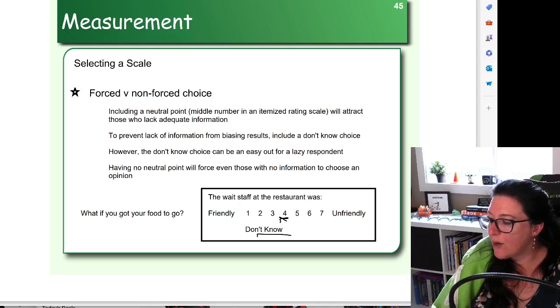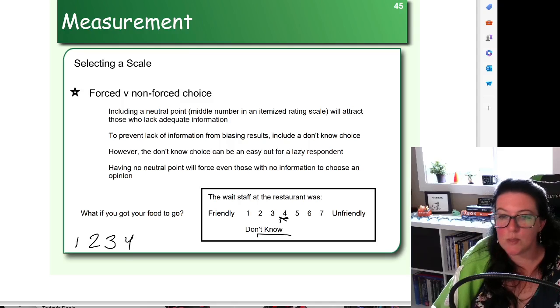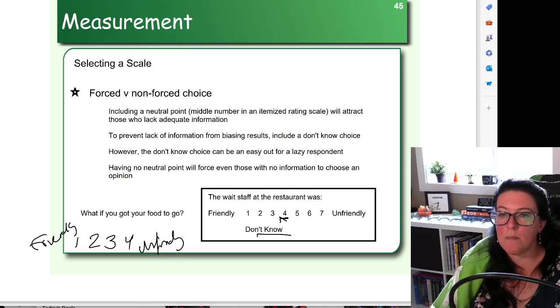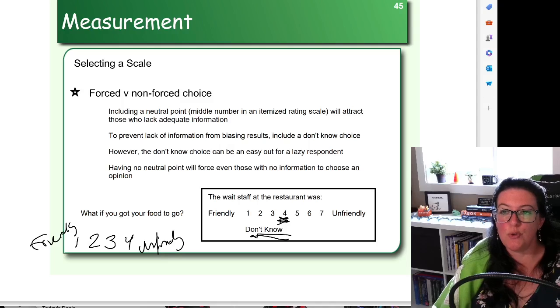So something to consider as you build your scale. If you make it so that you have, let's say, choices 1, 2, or 3, you are forcing them to say whether it's friendly or unfriendly, and you're forcing them to have a more positive or negative opinion when they either don't have an opinion or they don't even know enough to form that opinion. So be careful about that.